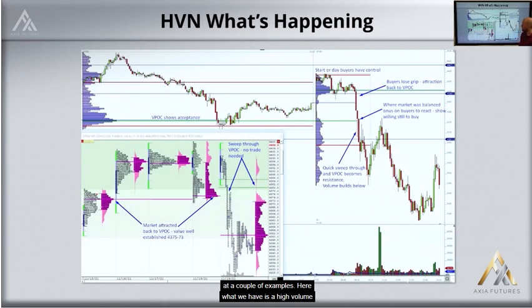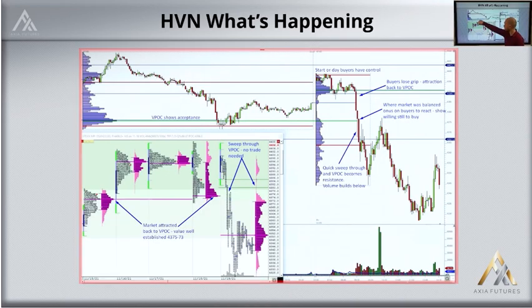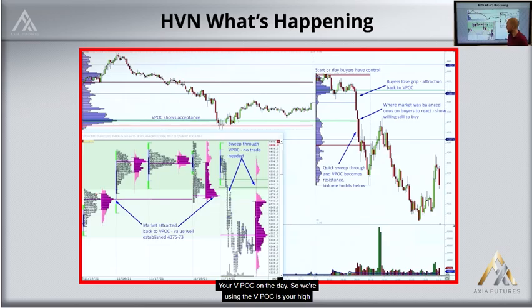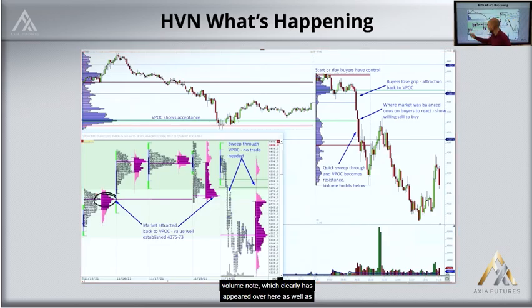Here what we have is a high volume node. So try and talk through what's happening. Your VPOC on the day, so we're using the VPOC as your high volume node, which clearly has appeared over here as well as over here. So there's a lot of acceptance at these prices, around about 43, 75 to 73. Lots of acceptance there. So the market trades down here and we get stuck down there for a fair period of time on this day.